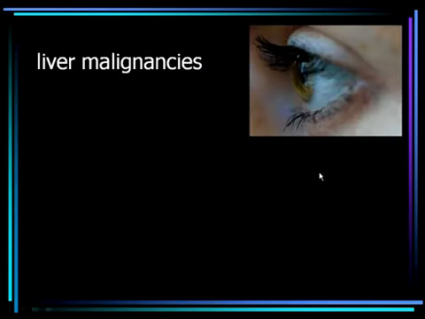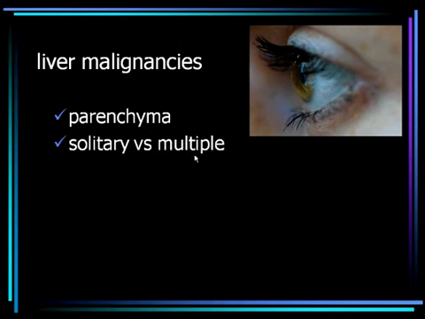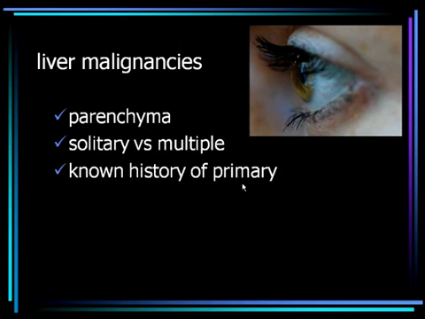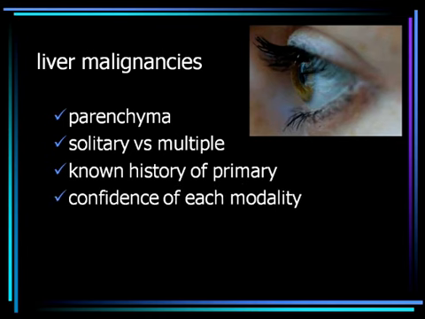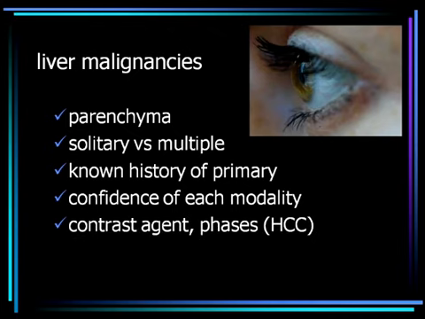So I would like to invite you to be careful when you image the liver. You have to know in advance what you are going to do. You have to look at the parenchyma. You have to differentiate whether it is a solitary lesion or multiple lesions, because metastasis could be solitary too. You have to know about the primary history, and you have to be confident about the modality you use. I'm not saying you use MRI everywhere. No, use CT, but you have to be confident about what you are doing.